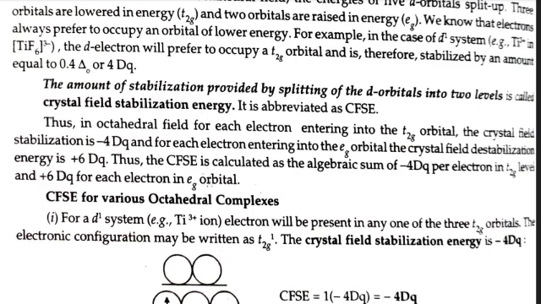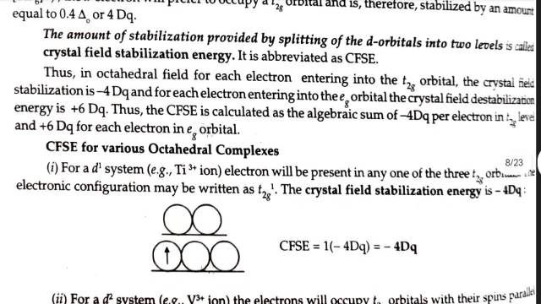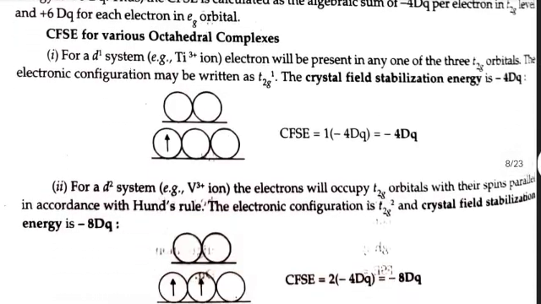Thus, in an octahedral field, for each electron entering the t2g orbitals, the crystal field stabilization energy is minus 4 Dq, and for each electron entering the eg orbitals, the crystal field stabilization energy is plus 6 Dq. Thus, the CFSE is calculated as the algebraic sum of minus 4 Dq per electron in the t2g level and plus 6 Dq for each electron in the eg orbitals. CFSE for various octahedral complexes. For a d1 system, the electron will be present in any one of the three t2g orbitals. The electronic configuration may be written as t2g1 and the crystal field stabilization energy is minus 4 Dq.